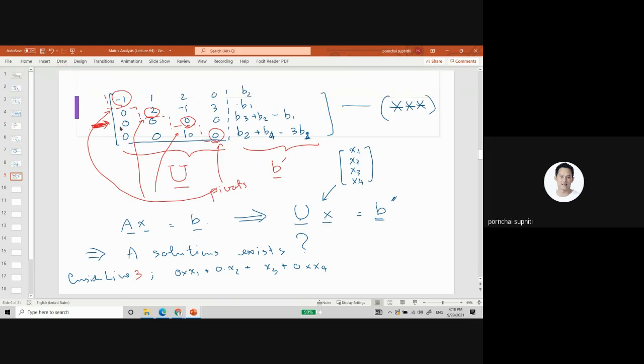0 multiplied with x1 plus 0 multiplied with x2 plus 0 multiplied with x3 plus 0 multiplied with x4, which is equal to 0. But on the right-hand side, you have b3 minus b2 minus b1, right? So from this line 3, we have a condition on the value on the right-hand side, which is b3 plus b2 minus b1. It has to be equal to 0.